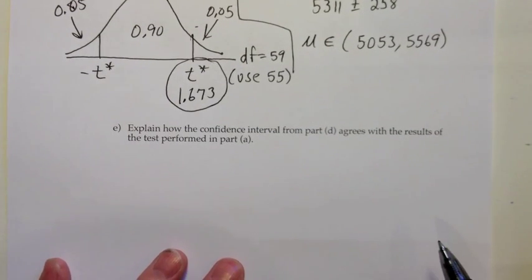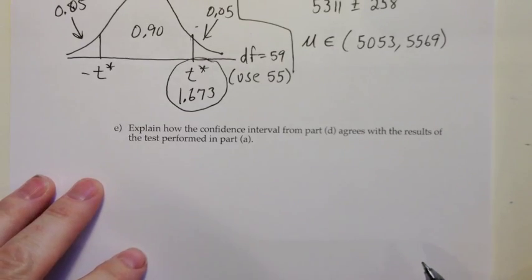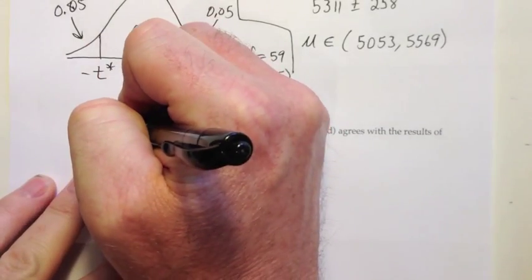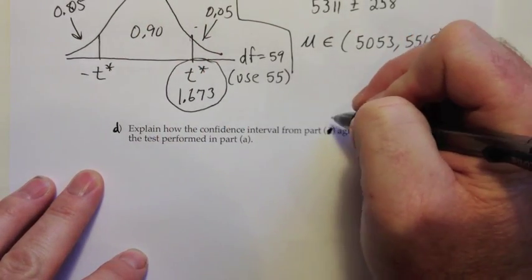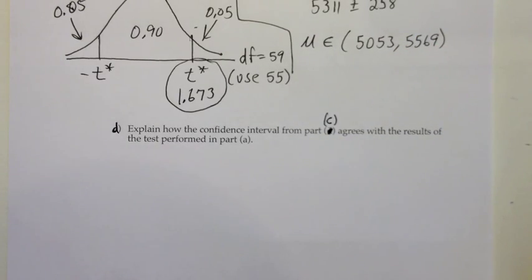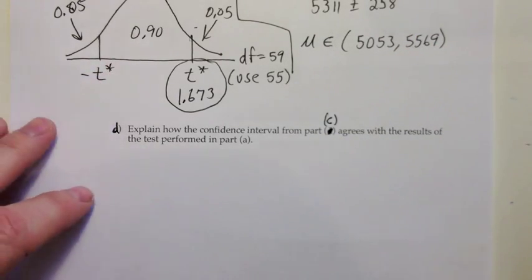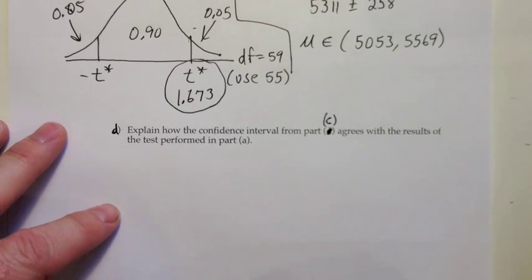They said to explain how the confidence interval agrees with the results of the test that we just did. I just noticed this says E. Let's change that to a D, and I believe that this part should say part C. So explain how the confidence interval that we just got here agrees with the results of our decision. So I already said it to you in words. Here's how I would write it in symbols.